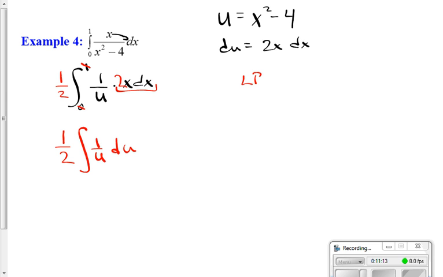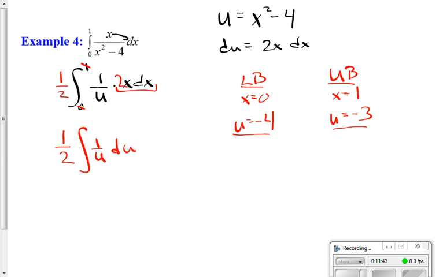My lower bound was x equals 0. My upper bound was x equals 1. And I need to change those into u's. I don't need to, but it's going to be easier if we do. Okay? x equals 0: 0 squared minus 4. x equals 1: 1 squared minus 4. I now have a new lower bound and a new upper bound.